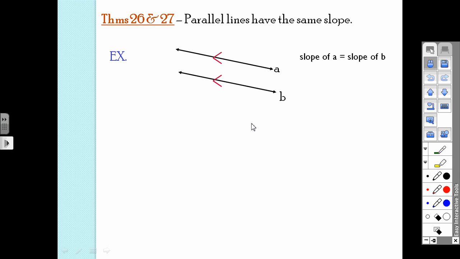Okay, you can also determine if lines are parallel based off of just looking at their slopes. So if you calculate slopes and then you see that they're both the same, then you would be able to classify line A being parallel with line B.